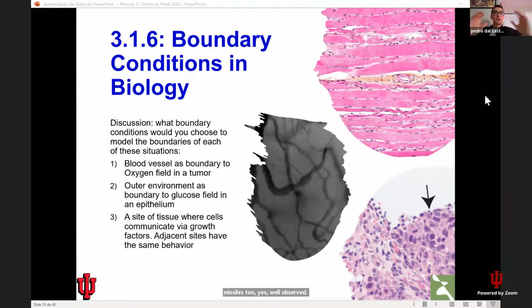Let's say you are modeling a blood vessel as a boundary to the oxygen field in a tumor. So you're modeling the tumor. The tumor is your system, okay? And it has a boundary to a blood vessel with oxygen in it. How would you model the blood vessel as a boundary to the tumor in terms of the oxygen field? How would you model it?